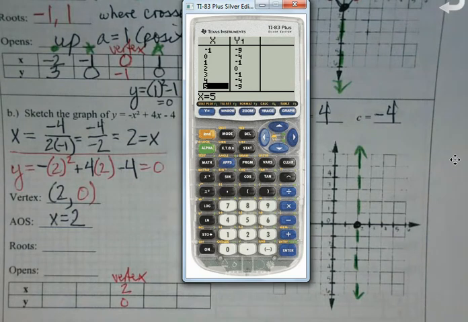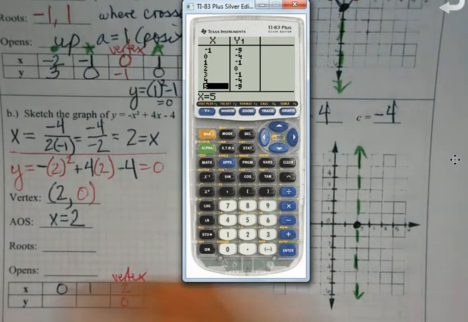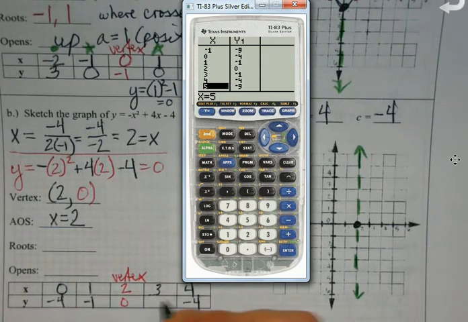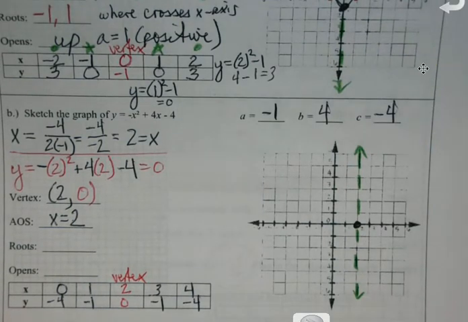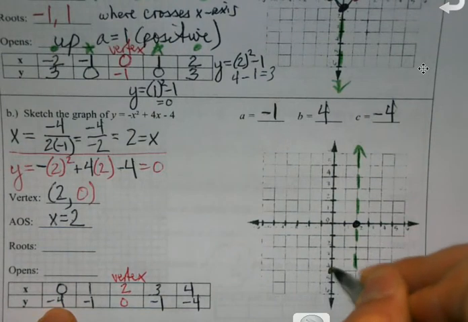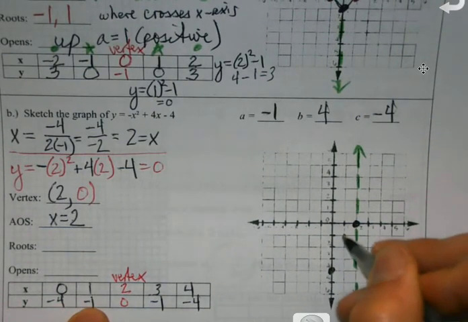And now I can basically just copy from what I see on the calculator. So 0 and 4, both are at negative 4. 3 and 1 are both at negative 1. And I know it opens down, so now if I move this out of the way for a second, I can plot my points. 0, negative 4, 1, negative 1.